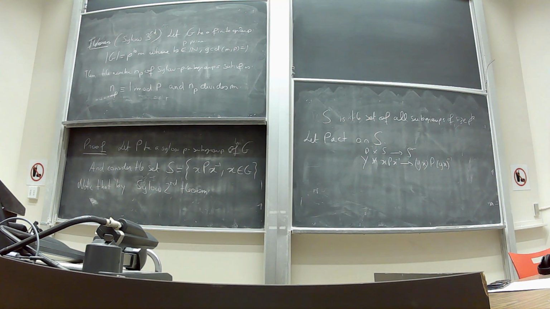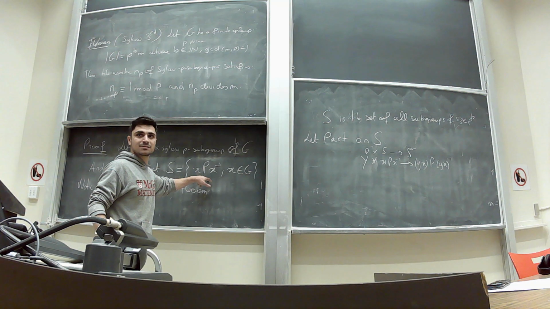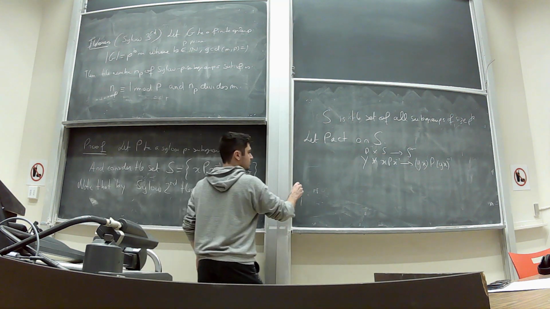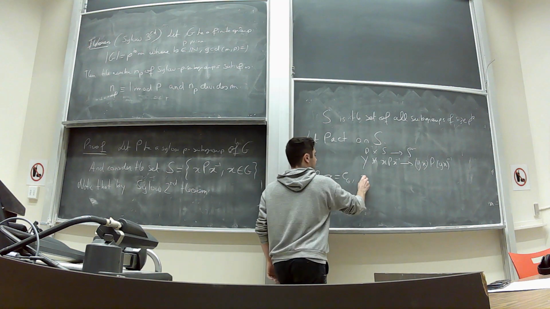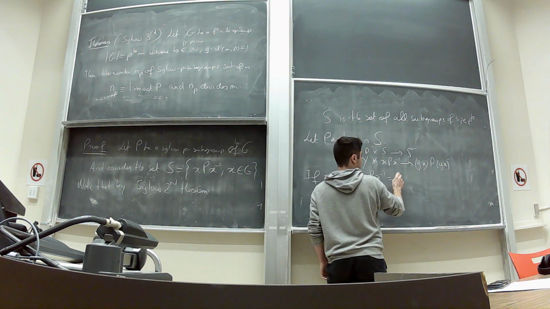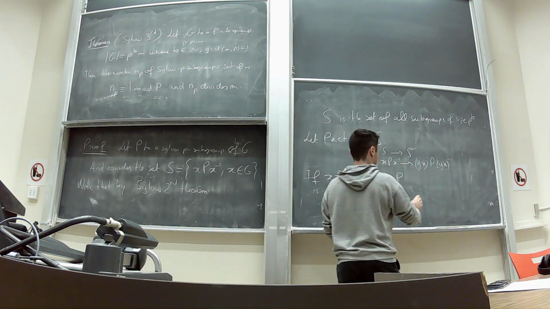Now what can I say about the orbit of P? P belongs to S clearly. If you put x equal to the identity, xPx inverse is equal to P, right? P is a Sylow p-subgroup, so P belongs to S clearly.